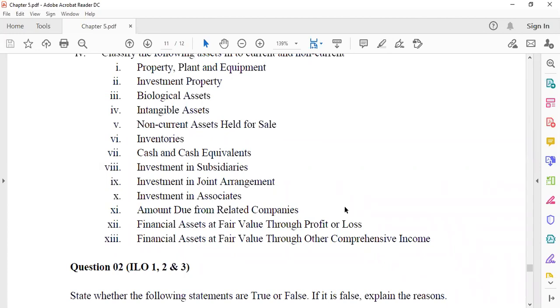Then you have financial asset at fair value through profit or loss. Say that you acquire some shares of another entity. Say that you acquire 1,000 shares of another entity, and you have acquired these shares with the intention of resale. When the price goes up, you want to sell this investment and make a profit out of that.